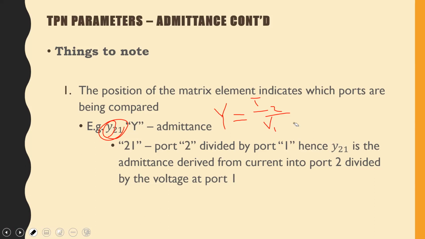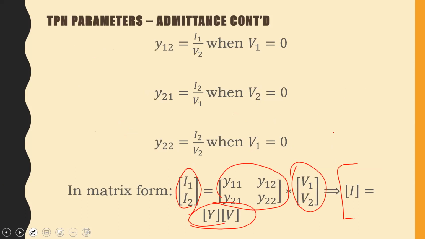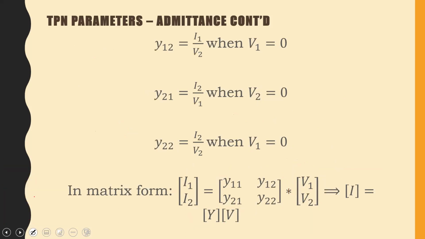Note, however, that in writing the individual parameters, I write lowercase y. However, when we write the matrix, that's when we use capital Y. So the individual elements are denoted by lowercase y, but the complete matrix would be represented by capital Y.